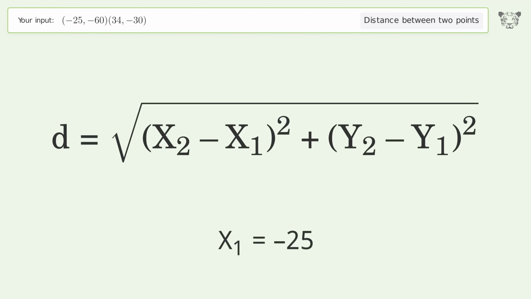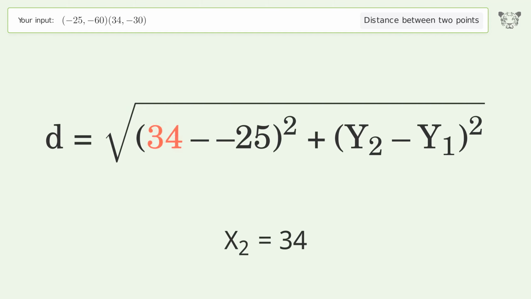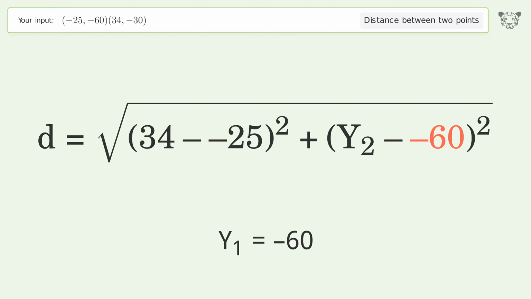x1 equals -25. x2 equals 34. y1 equals -60. y2 equals -30.